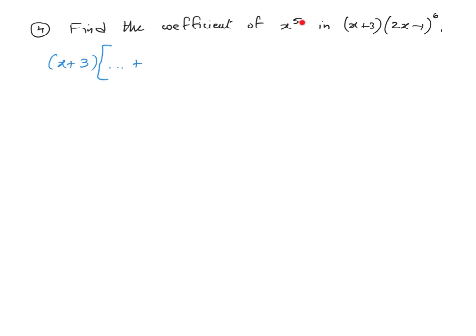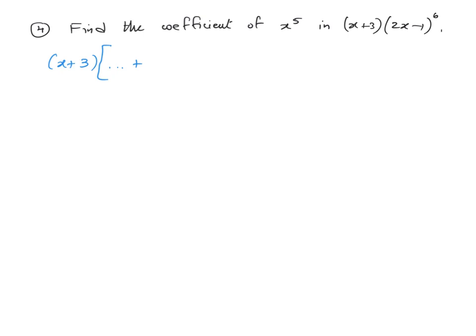And when I'm done, I need to get x to the 5th. When I distribute the x in, I'm hoping to get x to the 4th in here, because x times x to the 4th will be x to the 5th. When I distribute the 3 in, I'm hoping to get x to the 5th in here, because 3 times x to the 5th will be my x to the 5th. So I need both the term that has x to the 5th in it and the term that has x to the 4th in it.